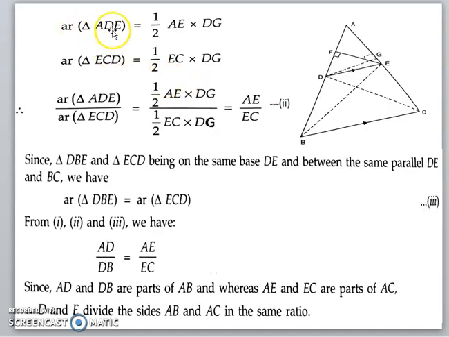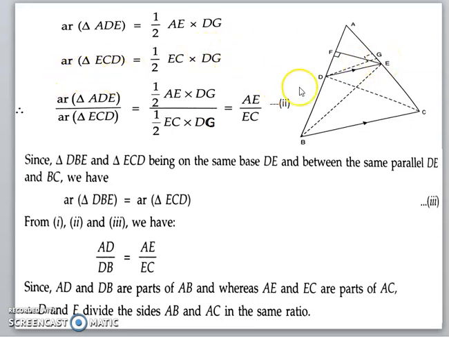Now same way I will find ratio of the areas of these two triangles ADE and ECD. So area of triangle ADE is equal to half into AE into DG, the same area which we had earlier written as half into AD into EF. We can now write it also as half into AE into DG. So since I have changed the base now, the corresponding height will also change, but the area remains the same.